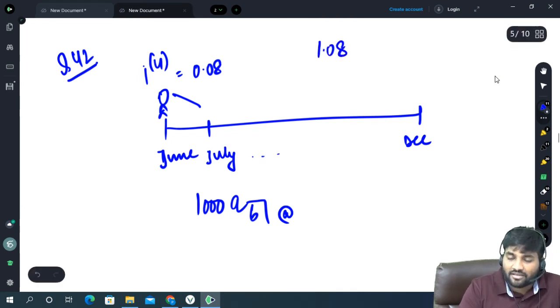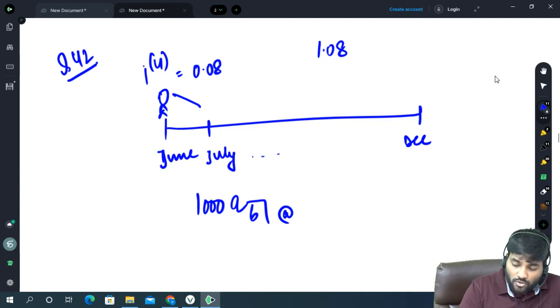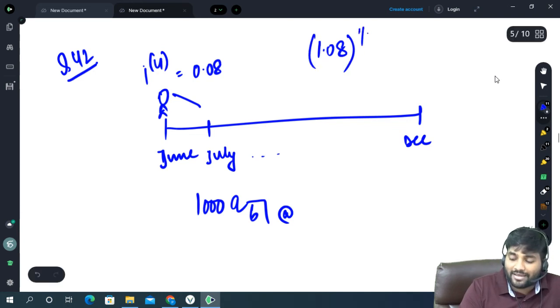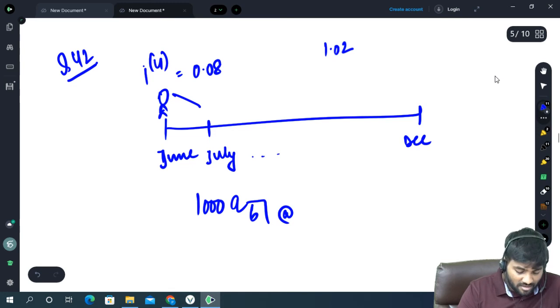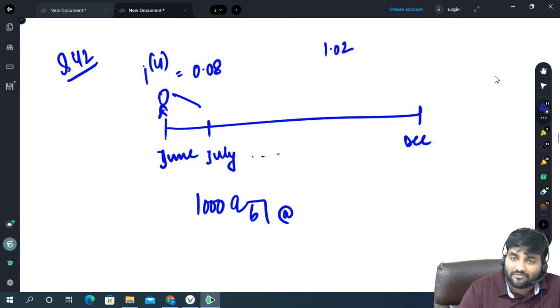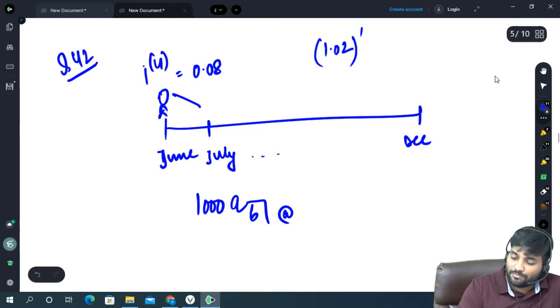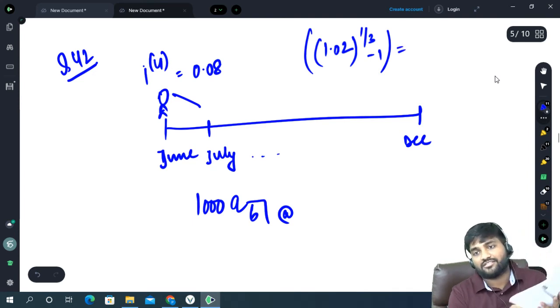So calculate 1.02. In a quarter, how many months? 3 months. So 1.02 to the power 1/3. This is not the quarterly effective rate of interest, this is the quarter accumulation factor. So to the power 1/3 minus 1, now solve, this is the monthly effective rate of interest.